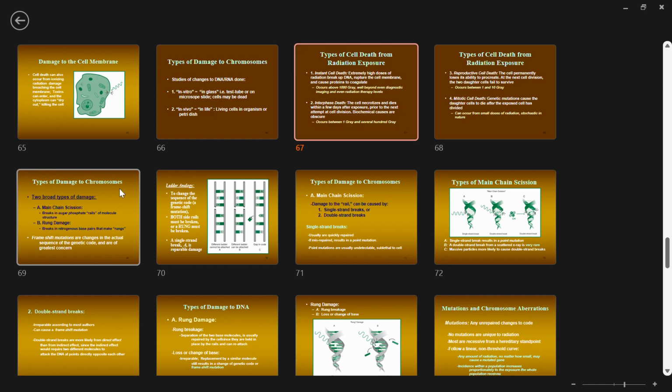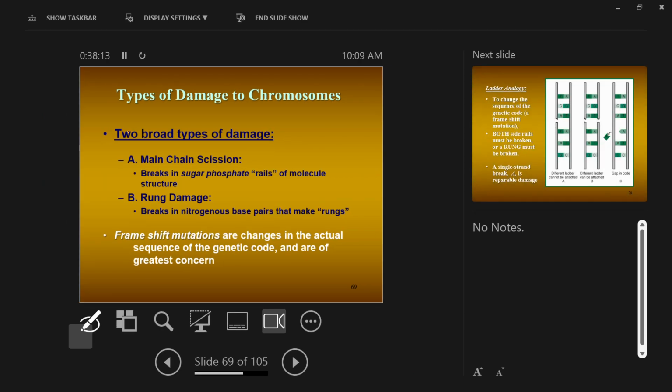All right, let's review briefly ways DNA could be damaged, because I think it is just super interesting. So 2 types of DNA damage. You have main chain scission. Scission like scissors or cutting, right? A break in the rails of the molecules. And then there's B, rung damage. The rungs are the part of the ladder that you would climb on, right? The rungs of a ladder. These are breaks in the nitrogenous base pairs that make the rungs.